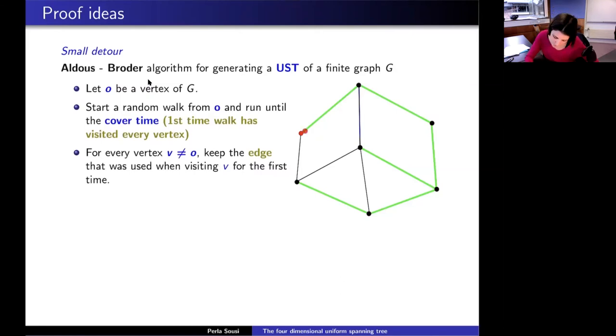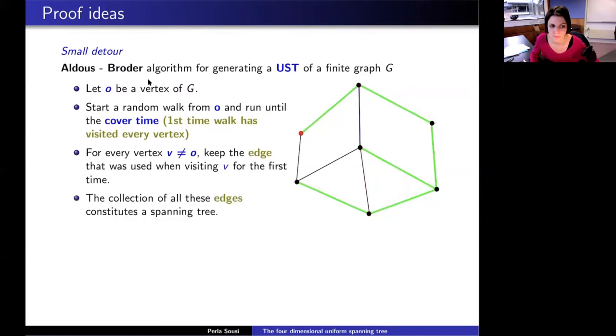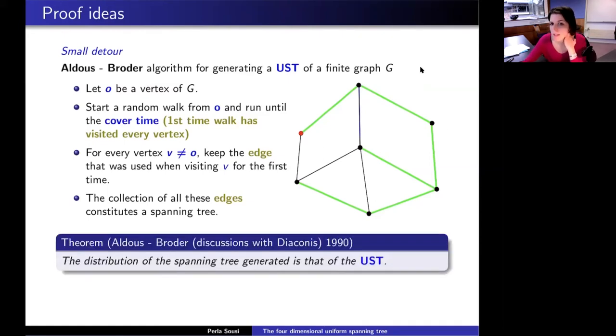And we have this collection of green edges. By the way that I described the algorithm, the collection of all these edges gives a spanning tree, because by construction, we didn't create any cycles. But what is less obvious is that the distribution of the spanning tree is the correct one. So it's again a uniform spanning tree on the graph.